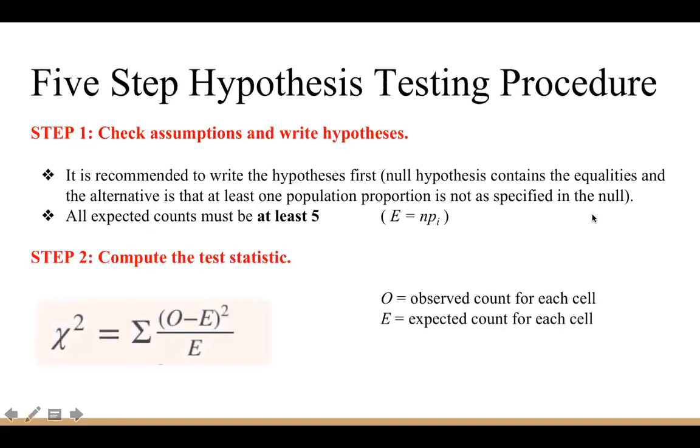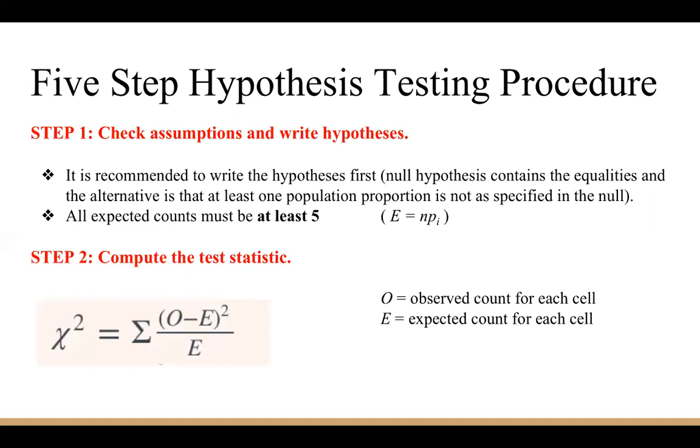So again, we have a 5-step hypothesis testing procedure. You're going to check your assumptions and write your hypotheses. So for chi-square tests, it's recommended to write them first. So the null hypothesis will contain your equalities, and the alternative will have that at least one of them is not as it is specified in the null hypothesis. And really your only assumption here is that all expected counts must be at least 5. And you can calculate those by multiplying the sample size times the proportion.